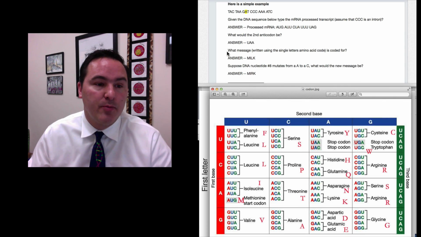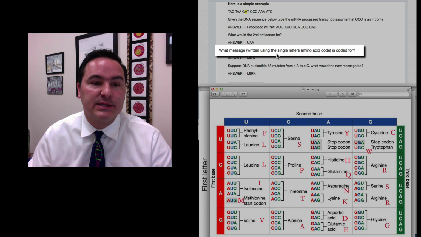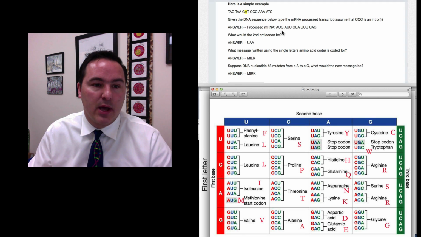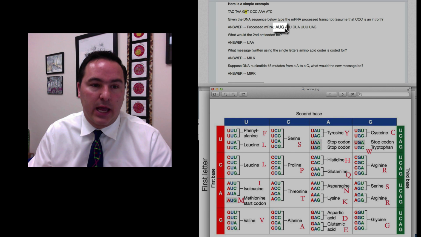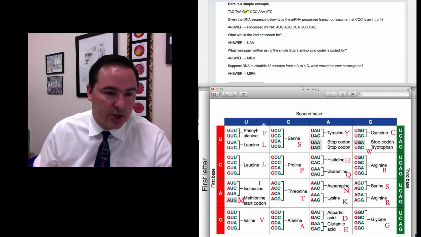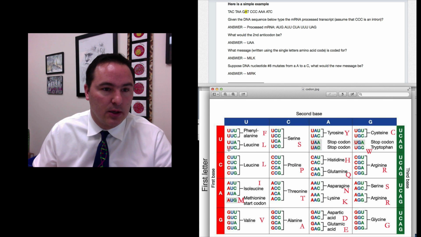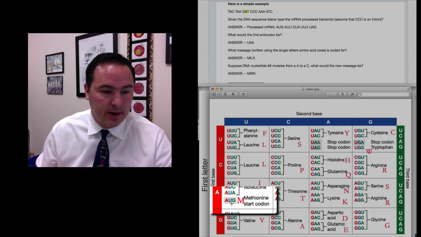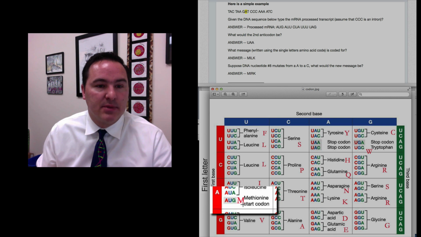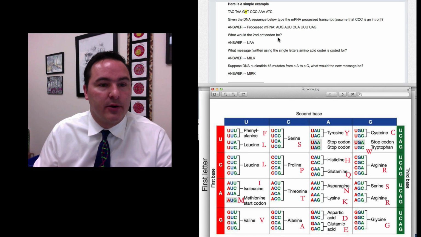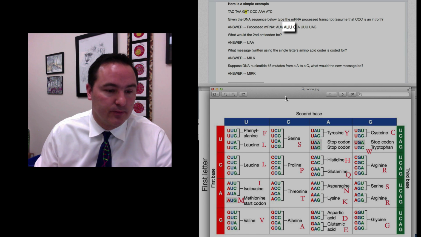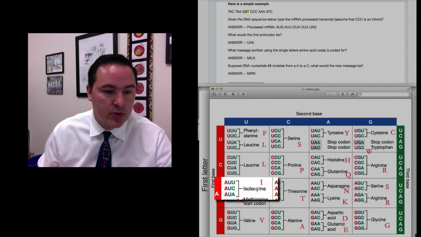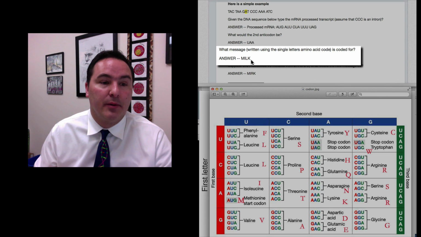Okay, so for the third part, we need to look at what message is written using the single letter amino acid code. So we come back up to our processed mRNA, and it says AUG. Then we come down and look at our chart, and we find AUG right down here. And that is methionine, and it's also the start codon, and the letter for that is M. So I write M. Then I go to the second one, AUU. Here it is, AUU, that's isoleucine with the letter I, so I. And you keep doing that, and you end up with the word milk.